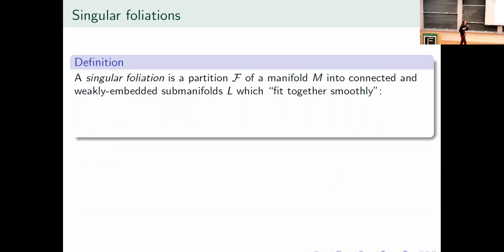Especially these days, the term could maybe be ambiguous, so I have to pin down what I mean. For me, a singular foliation will be a partition of a manifold into leaves. And by leaf, I will mean a connected and weakly embedded submanifold. So it's a partition of a manifold into these submanifolds.